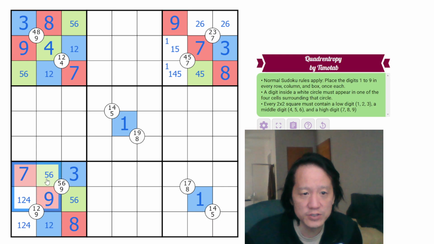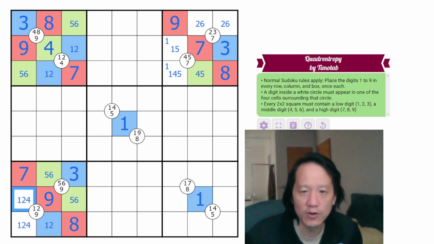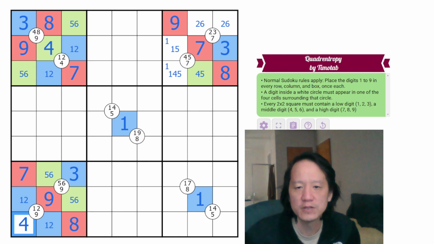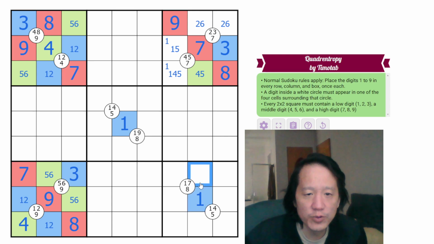Now in this 2x2 area, we have 2 highs, a middle, and now we must have a low. So this cannot be 4 ever, because this must be low. Therefore, where is the 4 in box 7? It must be here. And this is a middle digit. And now for this one, we have 2 high digits in 7 and 8, right? And we have 1 low digit, so what are we missing? We're missing a middle digit now.